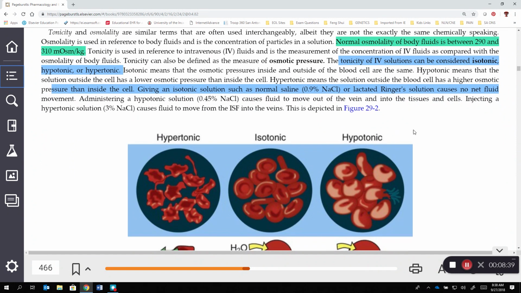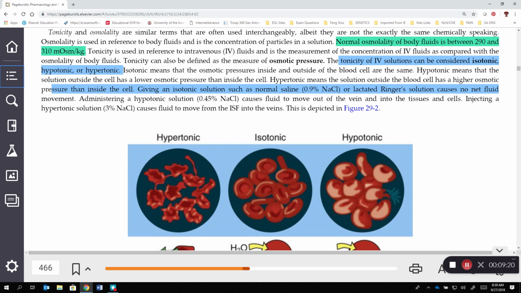As we come down, it gives a little bit of a definition about what isotonic means: the osmotic pressure inside and outside the blood cell are the same, equal, isotonic. Hypo means that the solution outside the cell has lower osmotic pressure than inside the cell. Think about the example I gave earlier of the fetus inside the amniotic sac. That's an isotonic situation. And I said if it was hypotonic, that would not be good. If it was hypertonic, that would not be good. Hypertonic means the solution outside the blood cell itself has higher osmotic pressure than inside the cell.